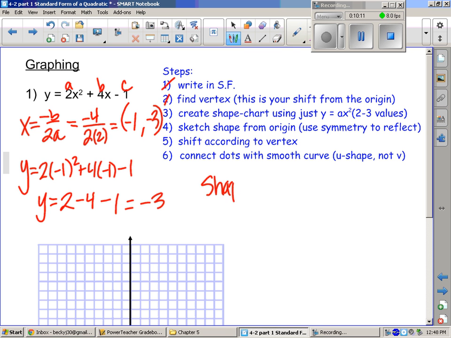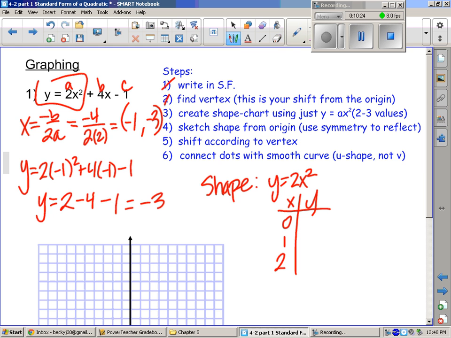The shape, just like with the absolute values, just deals with the beginning part of the graph. So y equals 2x squared. And you can choose wisely. Choose wisely, grasshopper. And pick easy things. Okay? And if we ever have fractions, we'll pick multiples of the denominator. Plug these into my shape chart. We'll get 0, 2, and 8 when we do that.